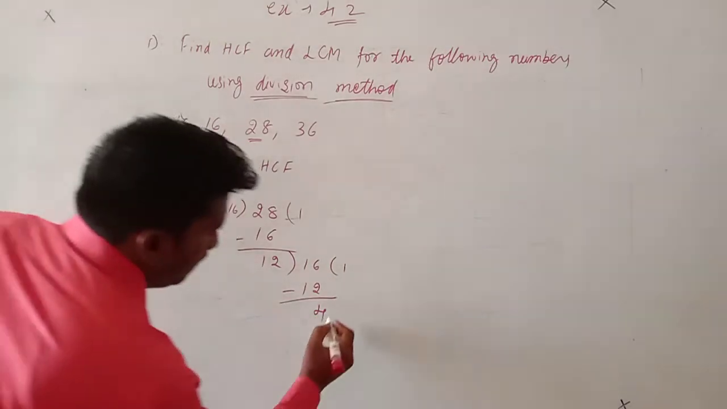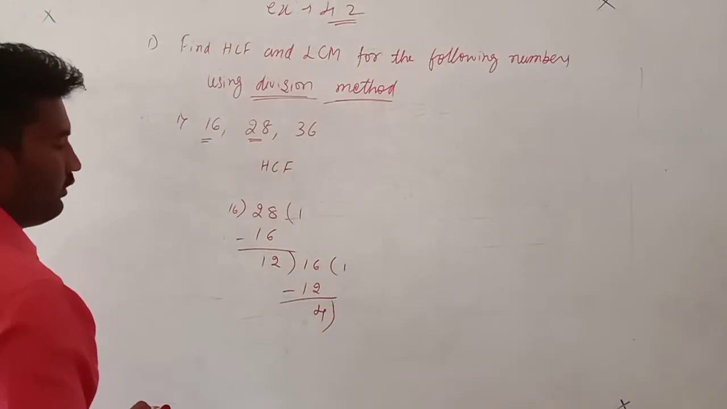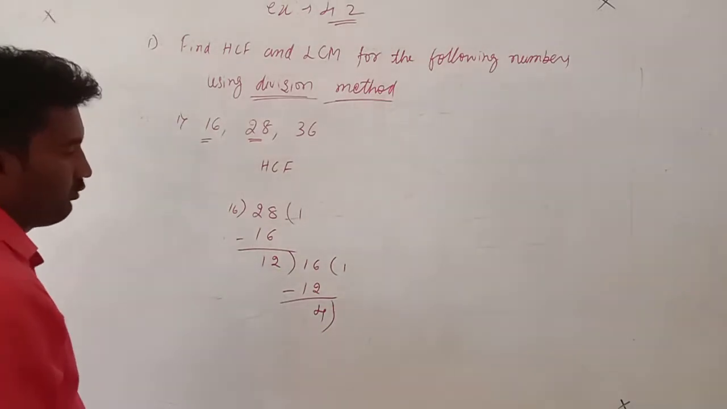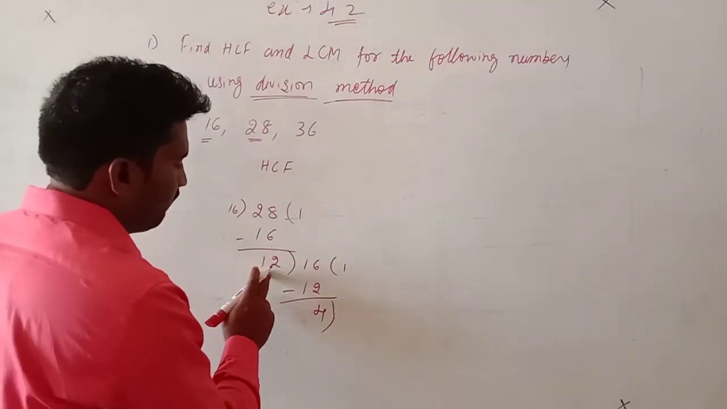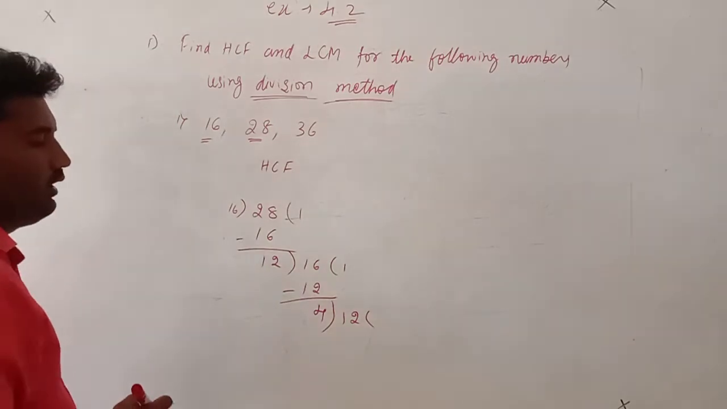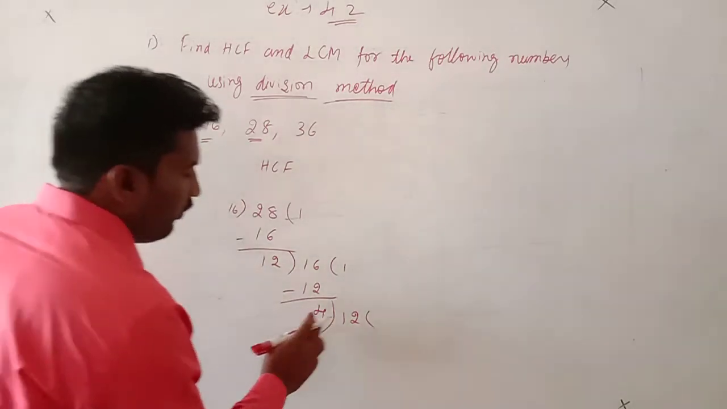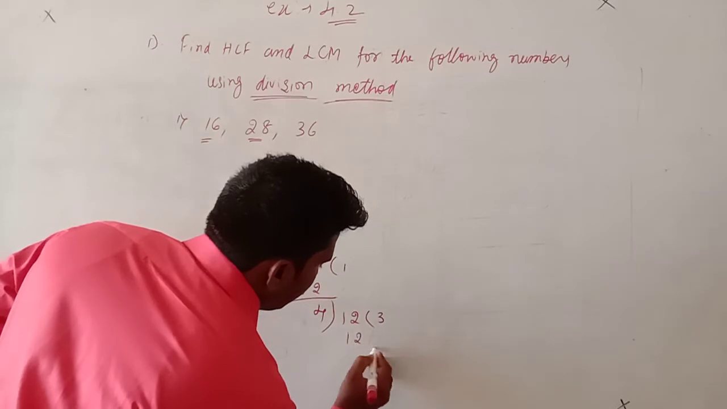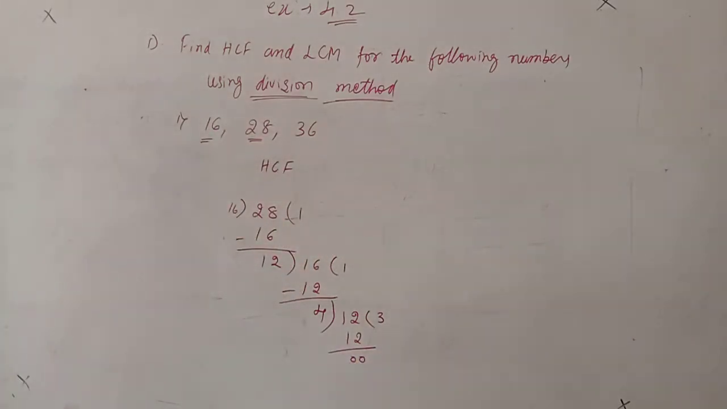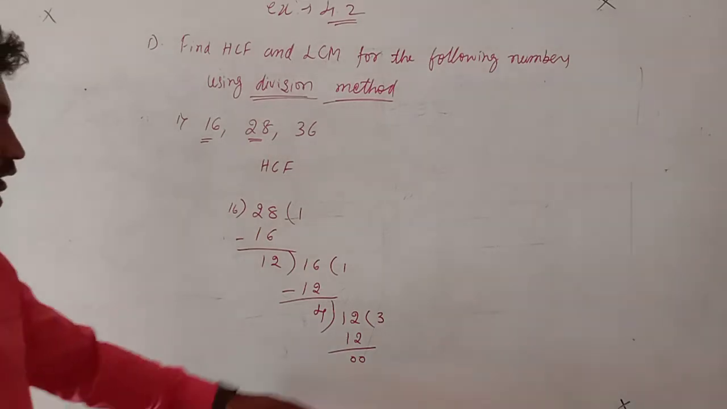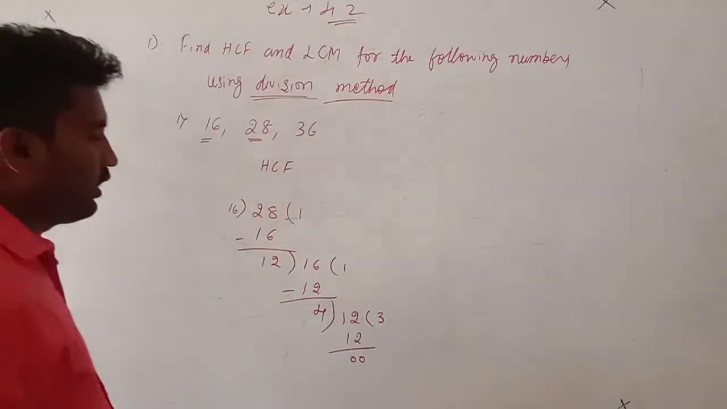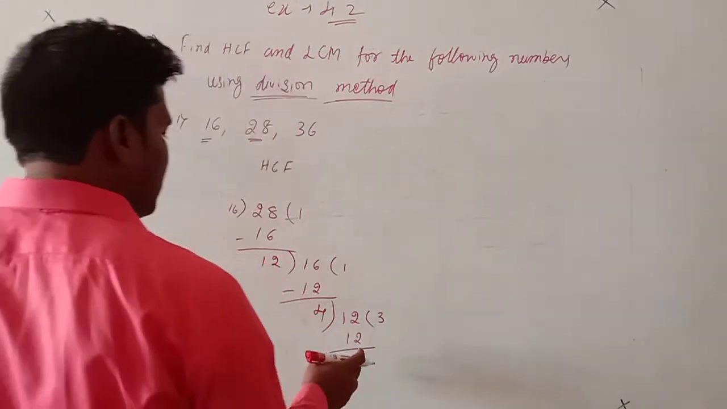By this remainder we have to divide the previous divisor. What was the previous divisor? That was 12. So divide 12 by 4. 4 3s are 12. So we got remainder 0. When we get remainder 0, we have to continue with the next number.